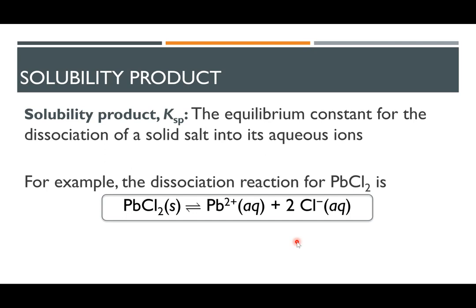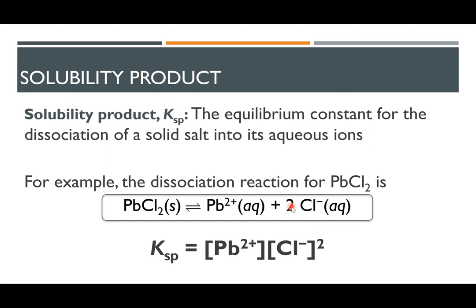We see a solid, right? Do we put solids into our equilibrium concentration or equilibrium constants? No, we don't. So the equilibrium constant for this solubility product will be the concentration of the products, and that's it. So lead, chlorine, and don't forget to square that chlorine because of that too.